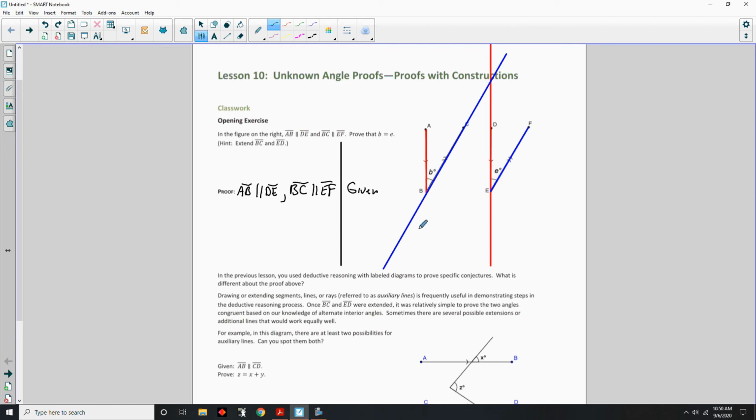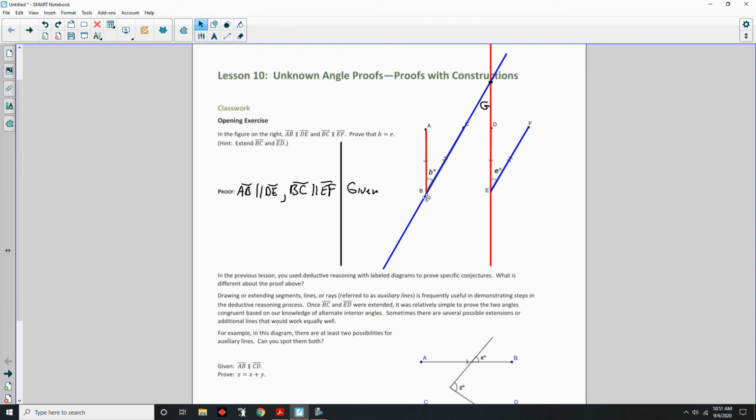All right, so we need to label this point here. We have to give that a name. So we have A, B, C, D, E, F. How about G? So I'd call that G. Okay, let me move this in here.